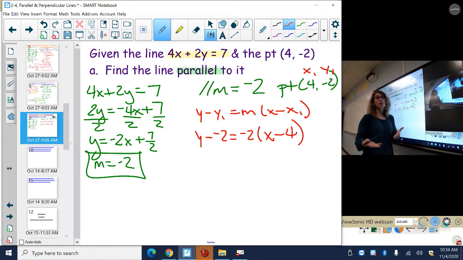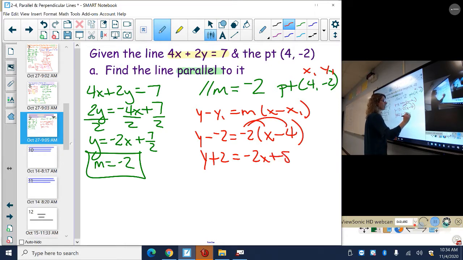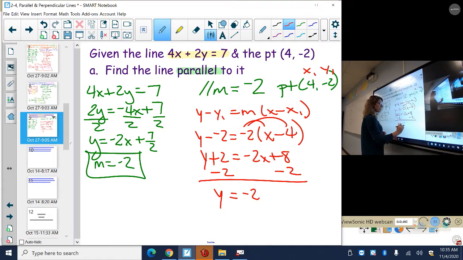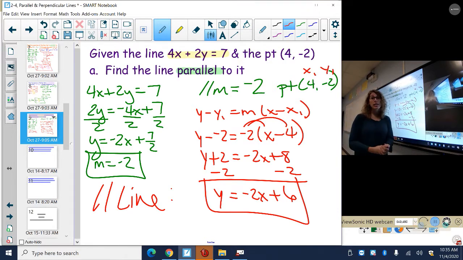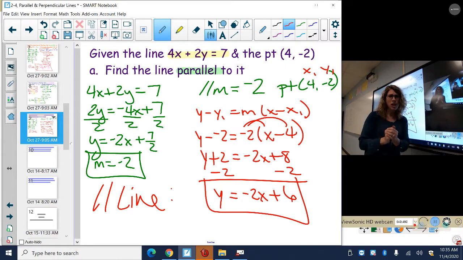And I'm going to simply solve for y. Double negative is a positive. Distribute: -2x plus 8. Subtract the 2. Y is equal to -2x plus 6. That is my parallel line. I don't have to substitute anything else in. I need to do a double check. What am I double checking?